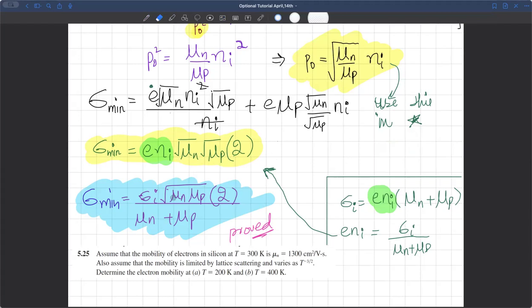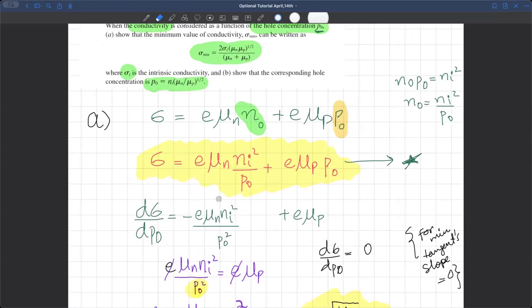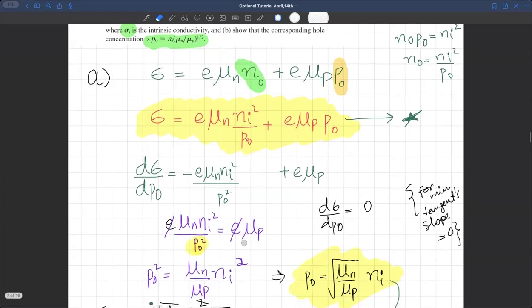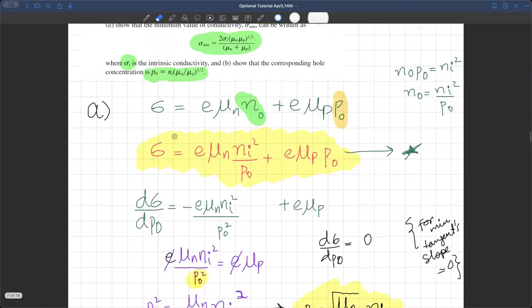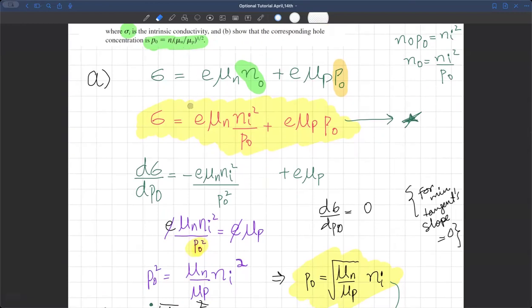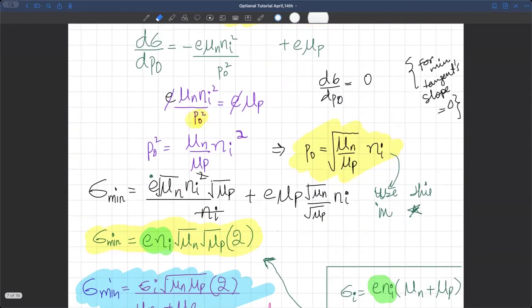We have the minimum conductivity can then be written as this thing. And this one, show that the corresponding hole concentration is p naught equal to this one. Now, if you see the hole concentration, where was that hole concentration? It was here, right? p naught is equal to square root of mu n over mu p times n_i. Okay. So that is the corresponding hole concentration. Yeah, you have already shown it. So in case you wonder where is that part, this is something we did on our way to solve this one. So I'm going to put this here.